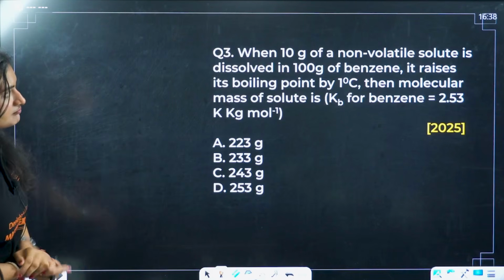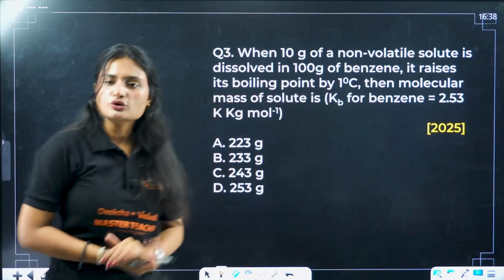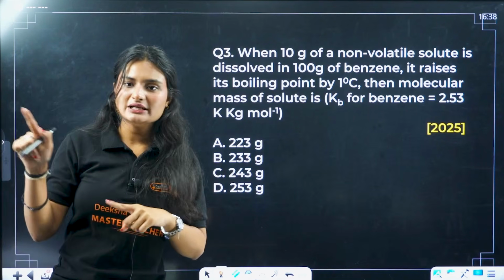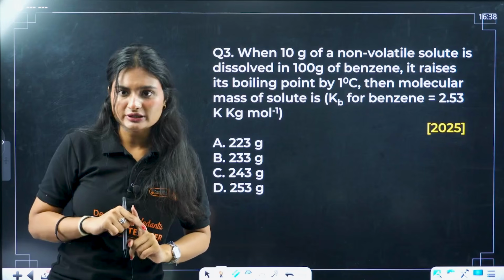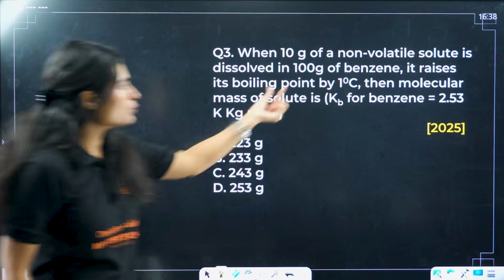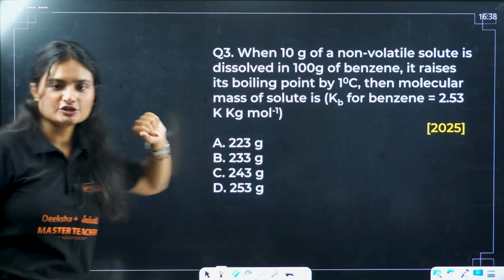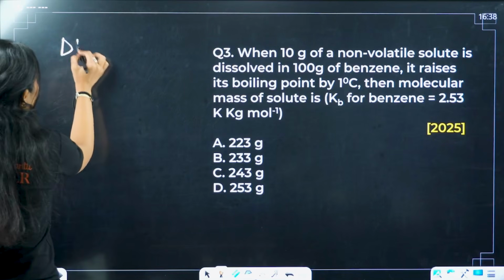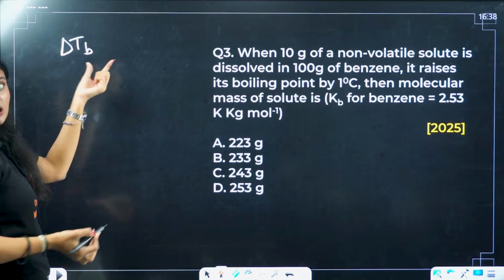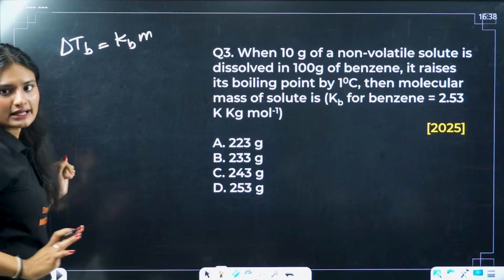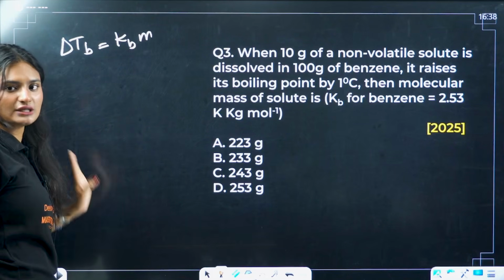Next question. When this much amount of non-volatile solute is dissolved in 100 gram of benzene, it raises the boiling point, right? That means elevation in boiling point is happening. How much elevation is there? 1 degree Celsius. You need to find the molecular mass of this non-volatile solute. So what do we know? We know that elevation in boiling point is equal to Kb into m. m is the molality, right? That's how you calculate the elevation in boiling point.